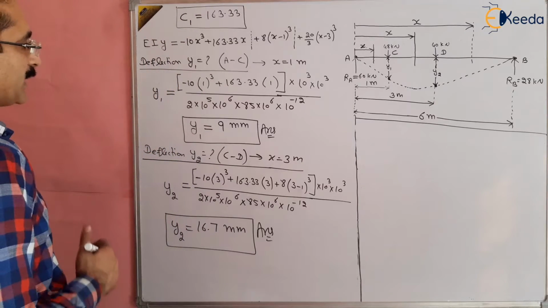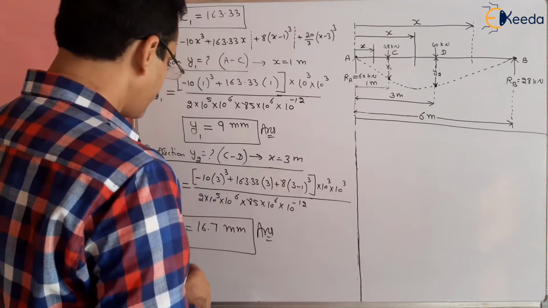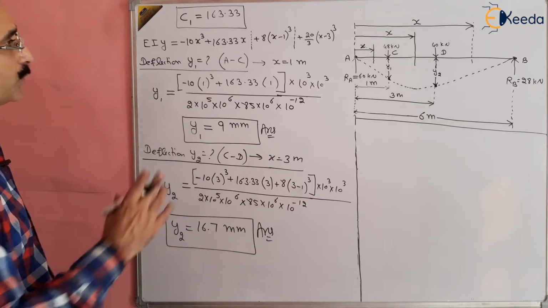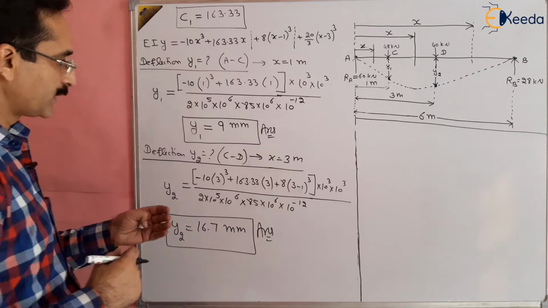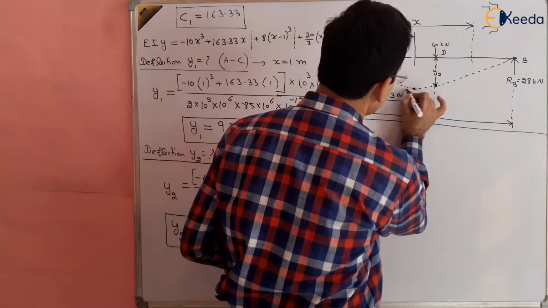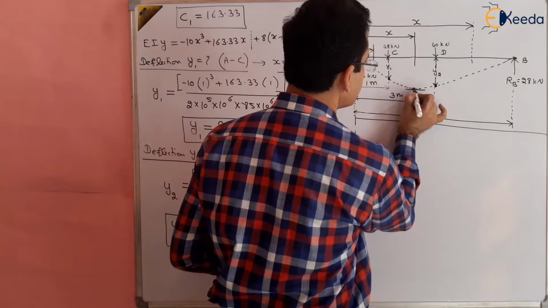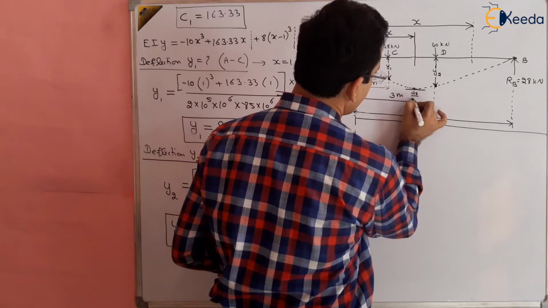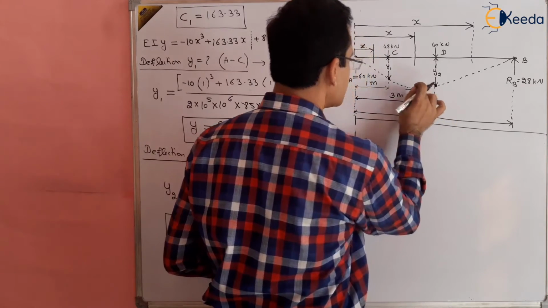Now to get the y max, we know the slope equation. What was our slope equation? We know that at maximum deflection the slope is 0. The slope is 0 at maximum deflection. The slope dy by dx is 0 when the deflection is maximum.